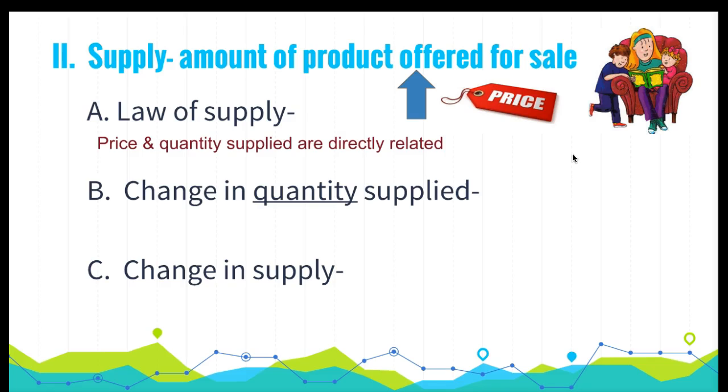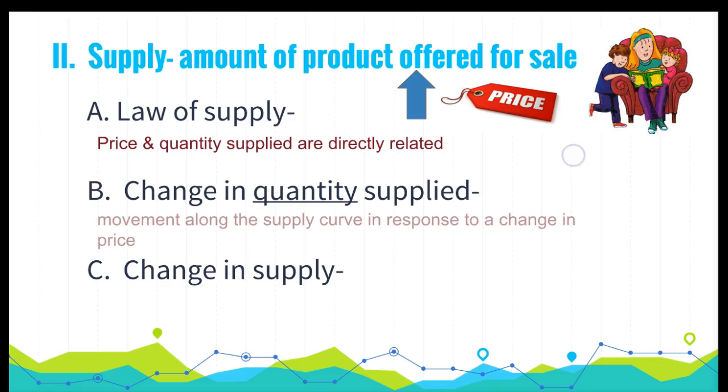Change in quantity supplied. Change in quantity demanded was when we had a movement along the same demand curve in response to a change in price. Well, change in quantity supplied is not that much different. All we're talking about now is supply rather than demand. So it's a movement along the same supply curve in response to a change in price.